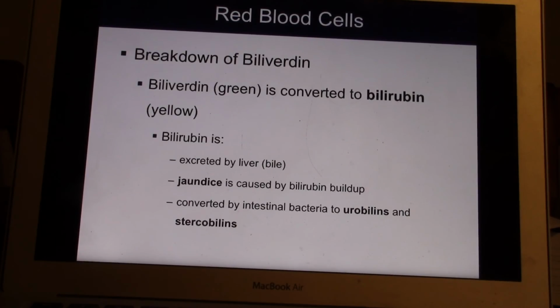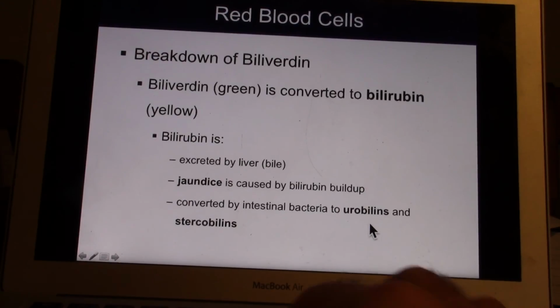And indeed, urobilin is reabsorbed out of the intestine, comes back into the bloodstream, and then it's filtered in our kidneys and passed out. This isn't all that important, but I think it is important to know that that's why our urine is generally yellow. Our urine is yellow because of urobilin, which is one of these breakdown products.